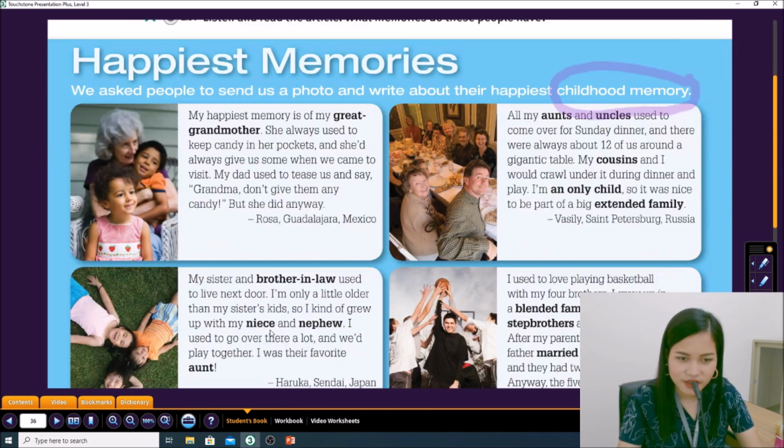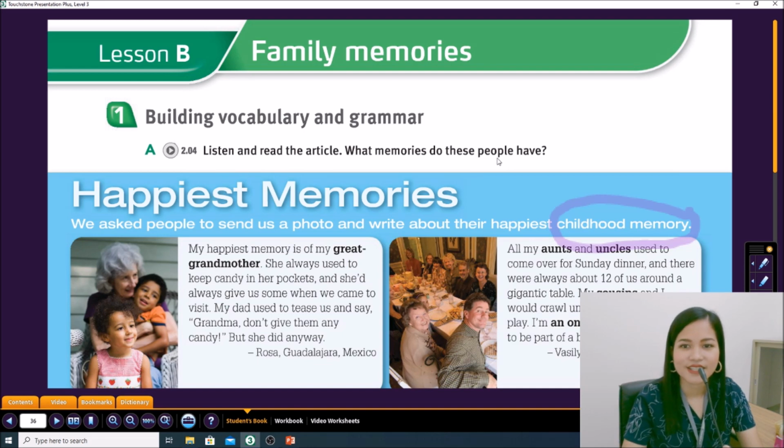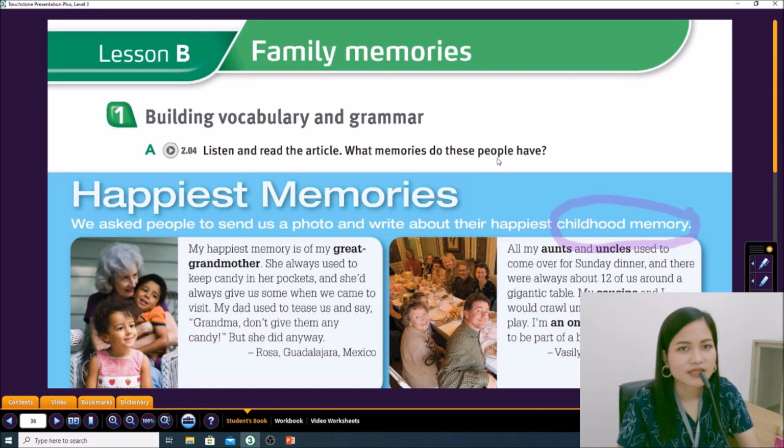Okay, for this part, you need to read four stories from different people from different countries. They will talk about their happiest memories during their childhood. And you have to make a list of what memories these people have. But before we start, you need to learn new vocabulary first.